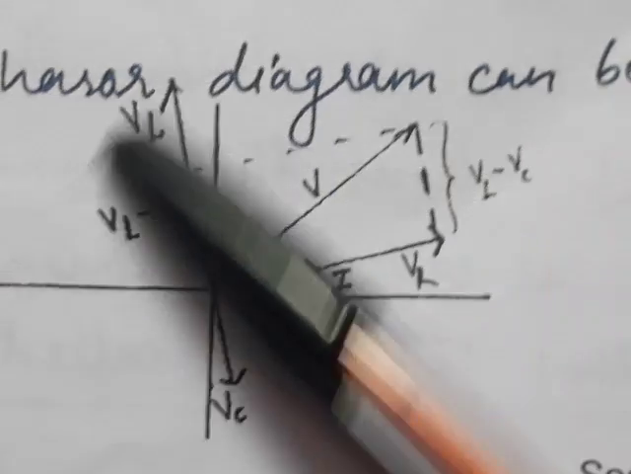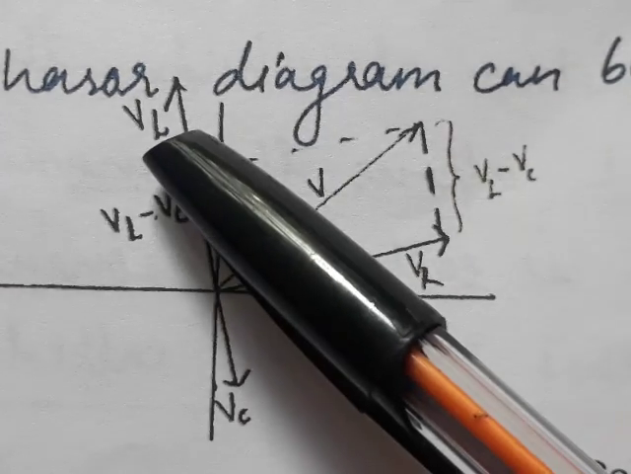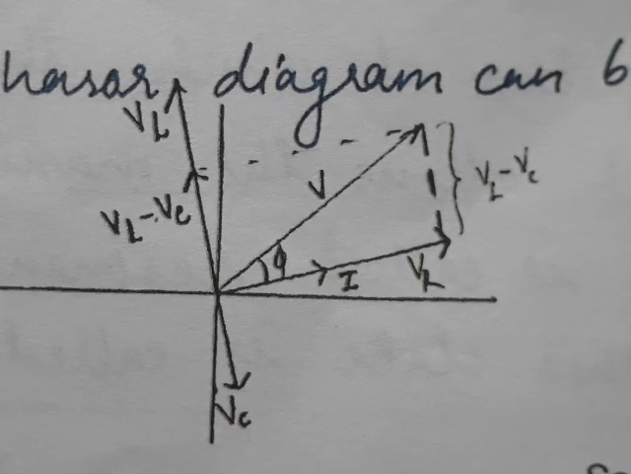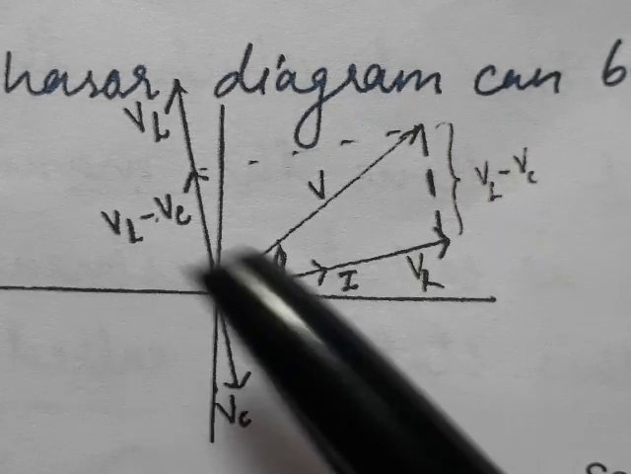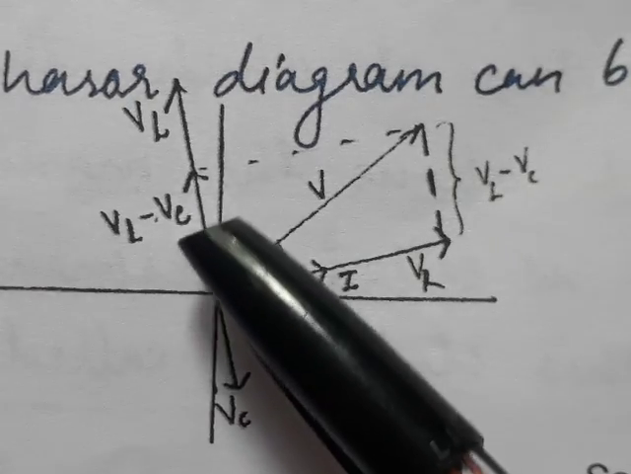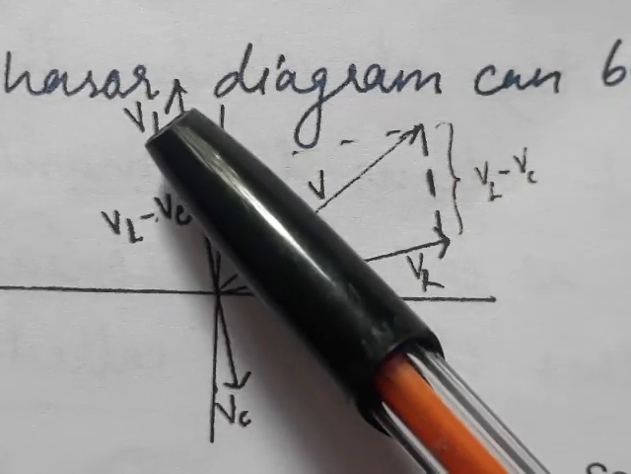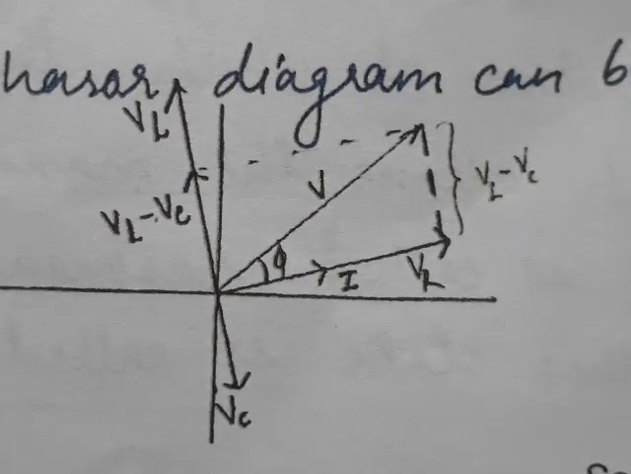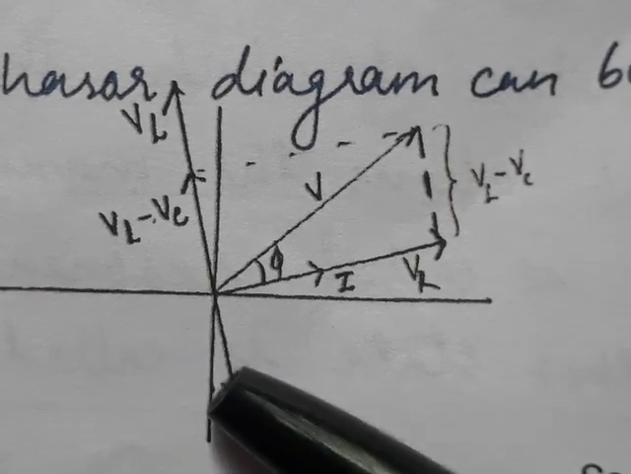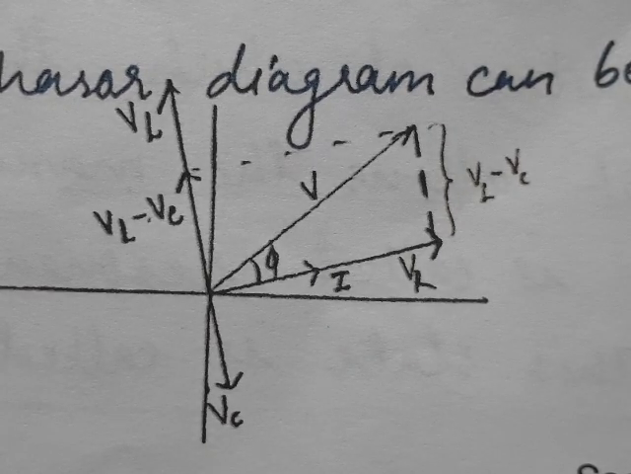So here look at VC and VL. VC is downward, VL is upward. So suppose if VL is greater and VC is lower, we get the resultant. As they are opposite in direction, we get the resultant VL minus VC. If VC is greater and VL is lesser, here we will mark VC minus VL. That depends on the value of L and C. So depending on L value and C value, if you compare voltage across inductor and capacitor, voltage across inductor can be more, voltage across capacitor can be more.